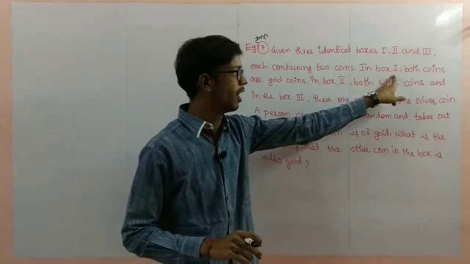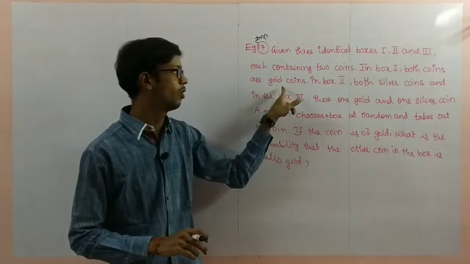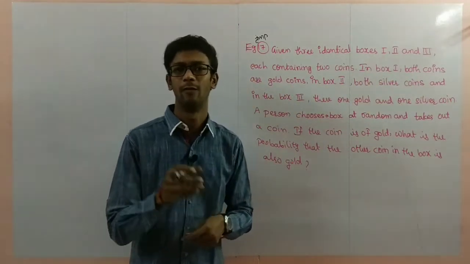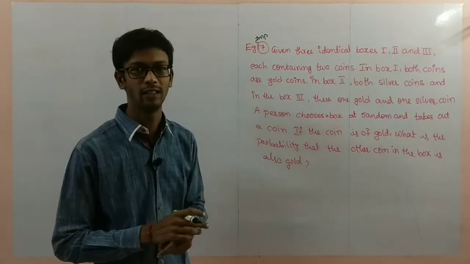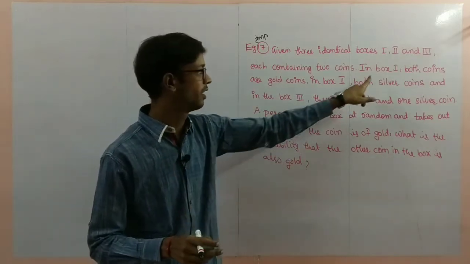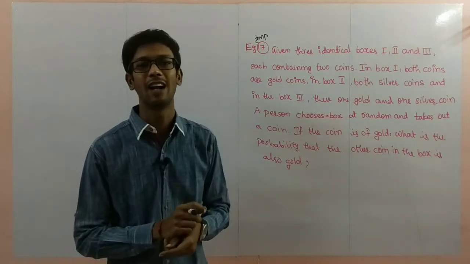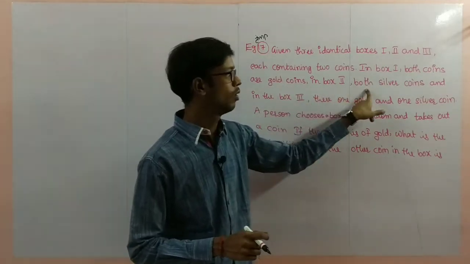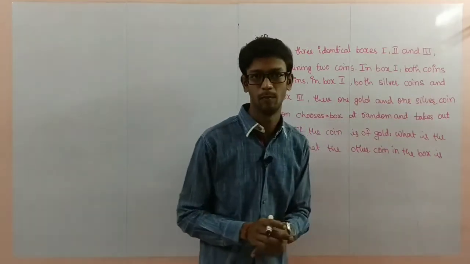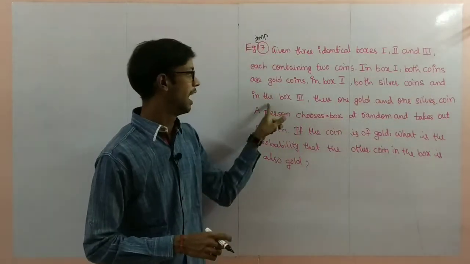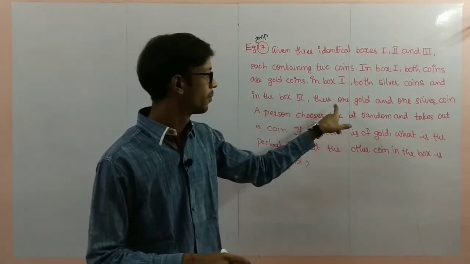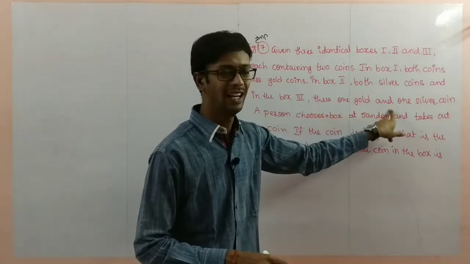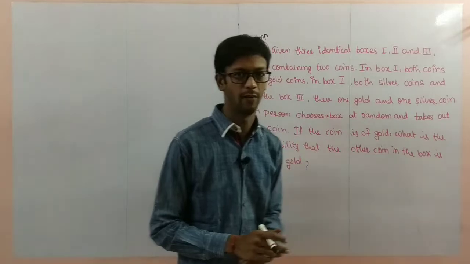Every box contains 2 coins. Specifically, box 1 contains 2 gold coins. In box 2, both are silver coins. And in box 3, there is 1 gold coin and 1 silver coin.